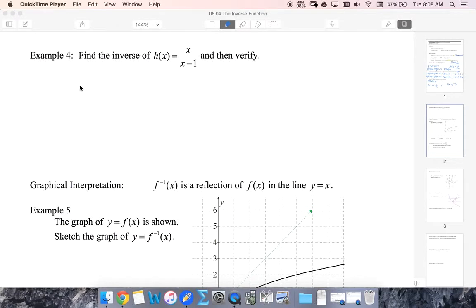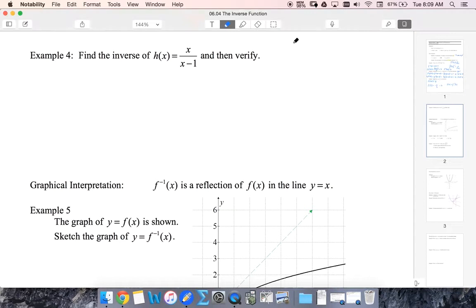Okay, so in example 1, we found the inverse just by deducing what had happened. However, in this case, there's multiple things happening to x's at the same time. So it's much harder to think about what's happening and do the opposite. So here's how we can algebraically find the inverse.